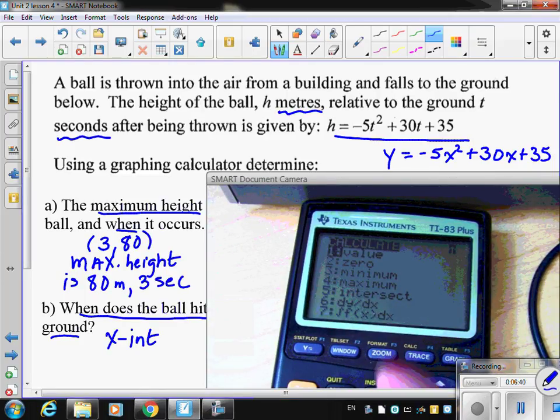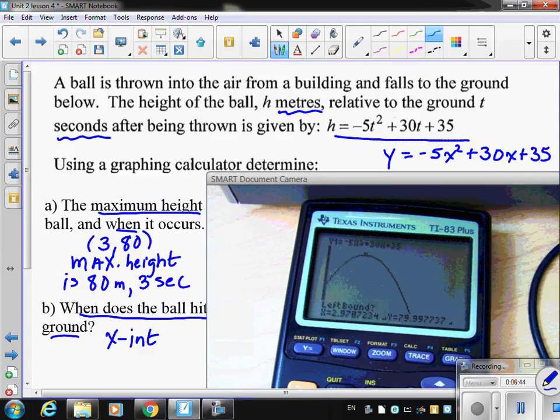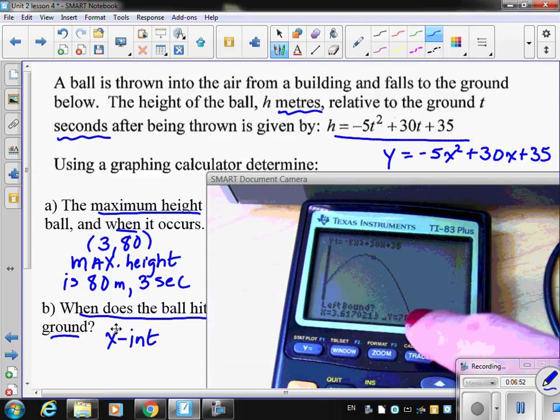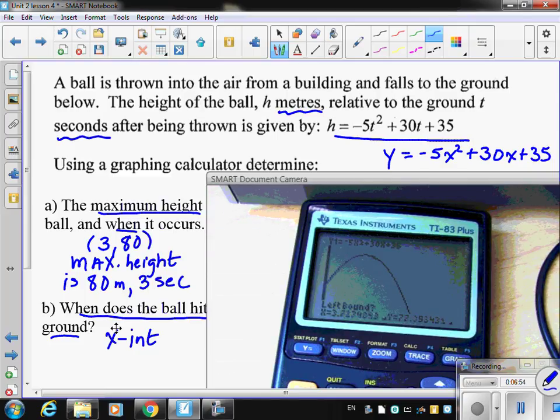So I want number 2. And you want to tell it to go to the left and to the right. So I'm looking for that x-intercept that's over here. So I'm going to go to the left of it, and I'm very far to the left of it right now, but I'll get a little bit closer. Okay, I'm still to the left of it, and above it actually, but to the left of it, hit enter.